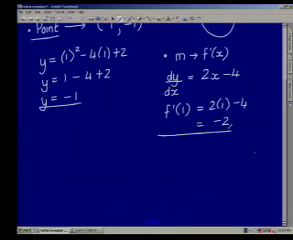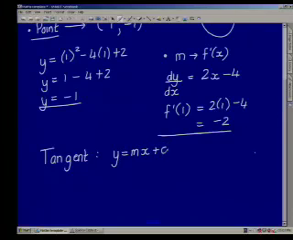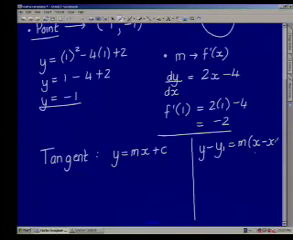Right, now I have absolutely all the information I need for my tangent. So remember I said to you my tangent is actually a straight line, so that means it must be of the form y equals mx plus c. Now, some of you guys have been taught an alternative formula, so we don't want to ignore it. It's y minus y1 is equal to m times (x minus x1).